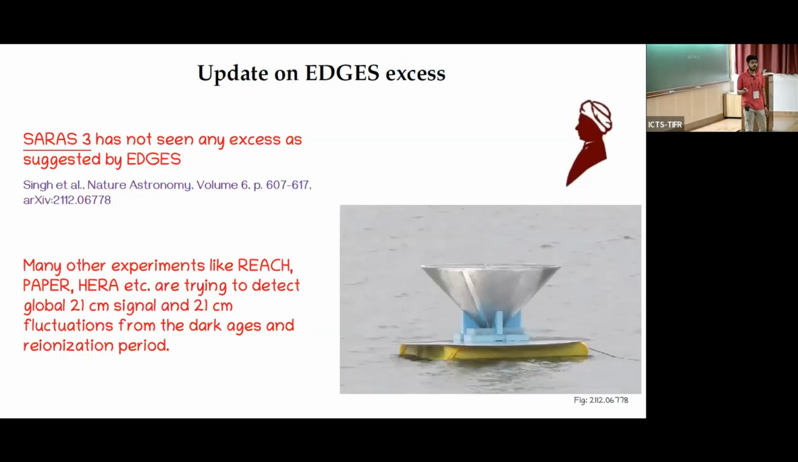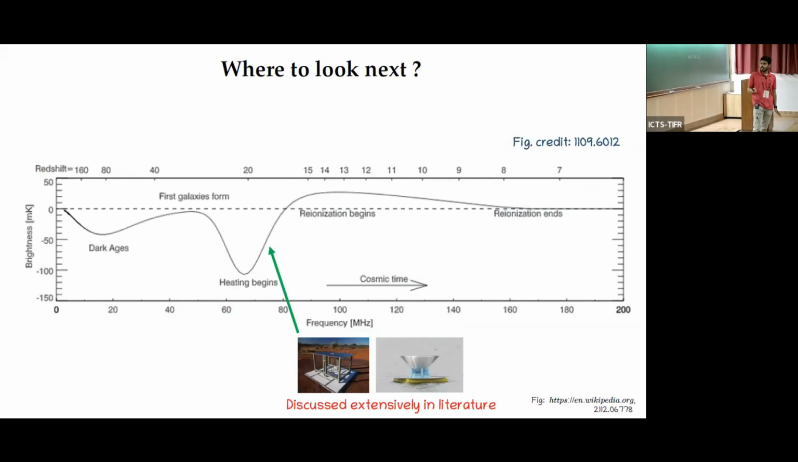So now there is an update on this EDGES. As you have heard from Saurabh, their experiment SARAS has not seen any excess suggested by EDGES. So maybe this EDGES anomaly is just a systematic. But besides that, there are other experiments like REACH, and all of these experiments are trying to look at this 21-cm signal. So now all of this discussion, this EDGES experiment or SARAS, all of them are looking at this stuff at the beginning of reionization.